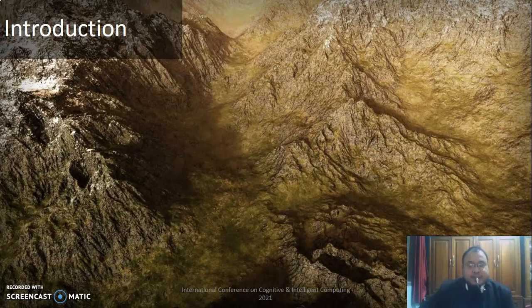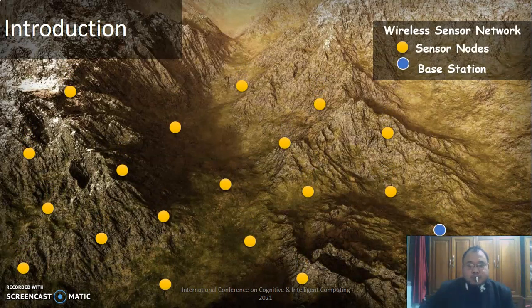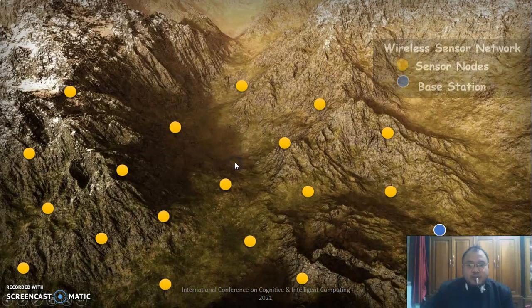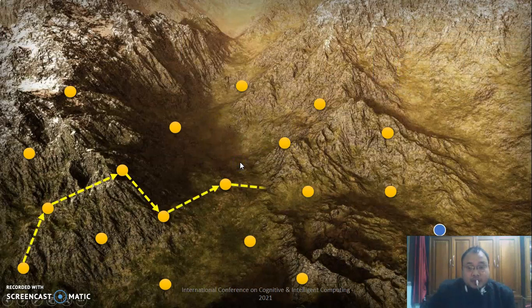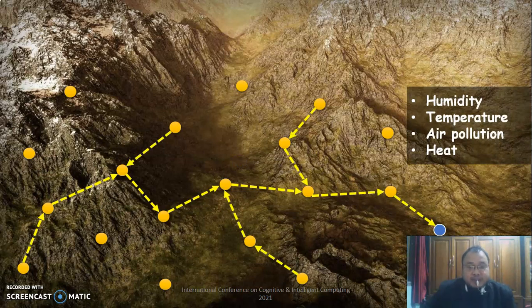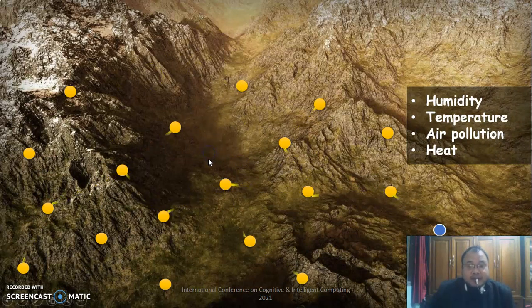So a wireless sensor network is an assembly of sensor nodes that are scattered throughout a place or region where involvement of human in data collection is either considered hazardous or deemed to be unnecessary. In this slide, we can see the sensor nodes and this is the base station. The main role of the sensor node is to collect data from the environment, such as humidity, temperature, air pollution and heat, and continuously send it to the base station. All the data will be transferred from one node to another and then finally sent to the base station.